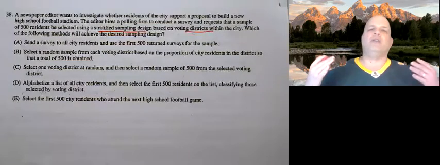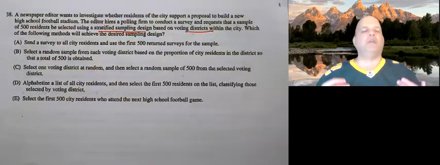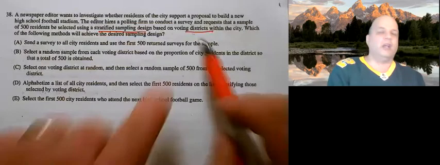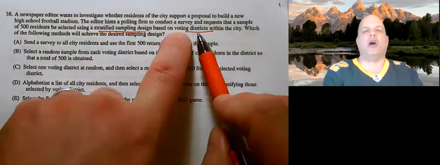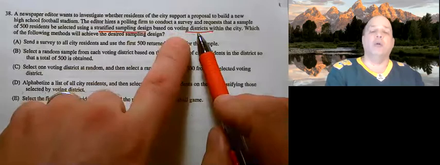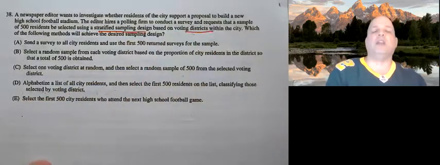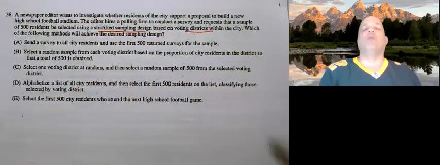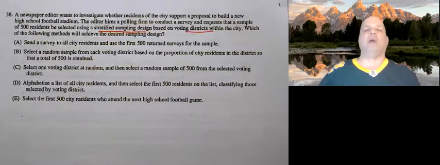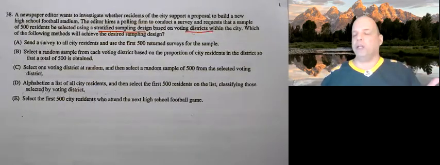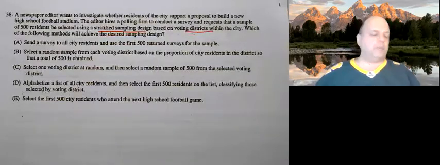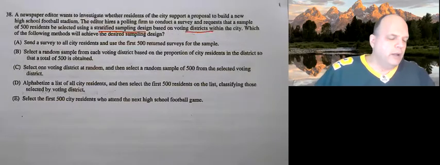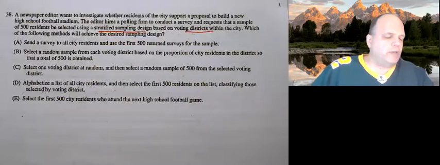So as soon as they tell you it's stratified, you know you're breaking it into groups. Here we're breaking it into groups based on districts. So we're going to break it into voting groups, and then within each voting group, we're going to conduct a random sample. Remember, you break it into strata, or groups, and then do a random sample. That's a stratified. So which of the following will achieve the sampling design?